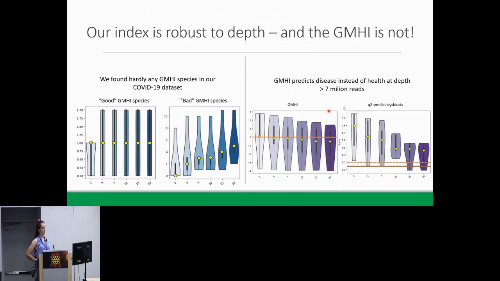When we look at the index values for the GMHI and our index, I marked here with the orange line the threshold for health. So when we look at the GMHI, actually it claims that people are healthy only at the level of 2 million sequences. But as we go higher with the number of reads, we can see that it's actually starting to predict disease. So depending on the sequencing depth, it will not be stable with its predictions. Whereas for our index, the threshold for health is here. Regardless of the depth, we are still predicting health.